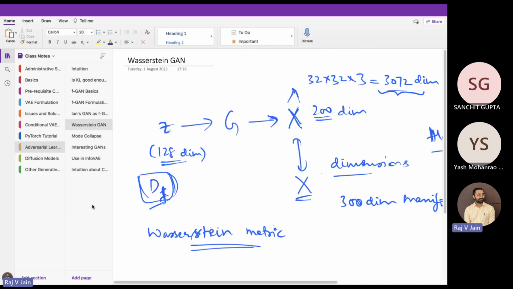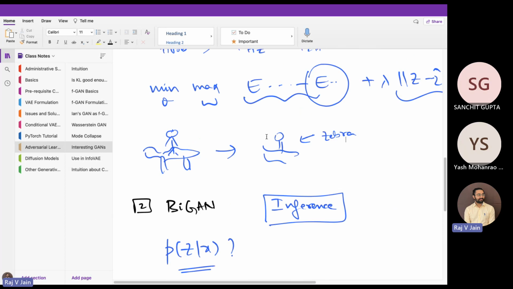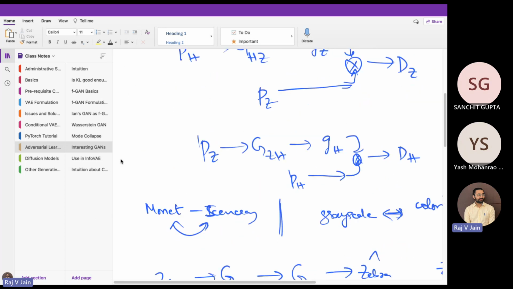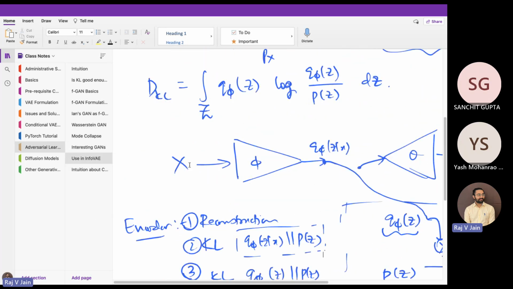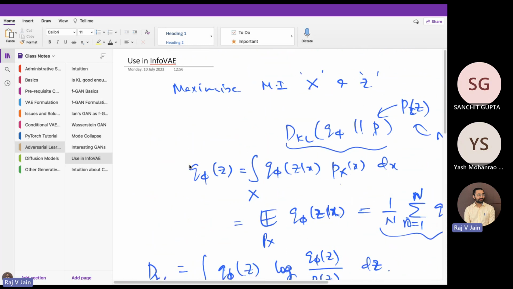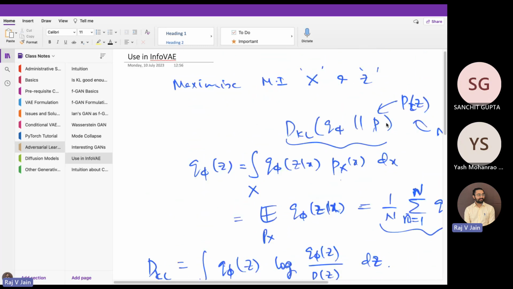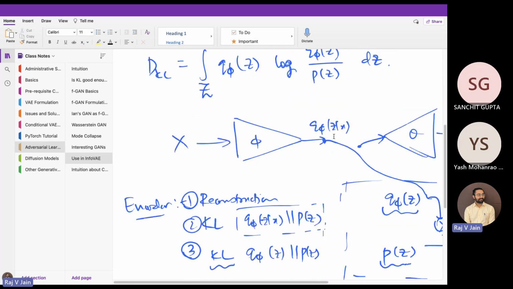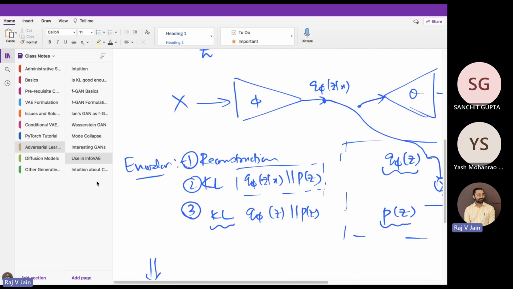I also spoke about Wasserstein GAN a bit, but we'll come back to it if time remains. I'm still figuring out how to motivate the example and come to it. And we spoke about things like mode collapse and some interesting GANs, for example CycleGAN and BiGAN. And we spoke about how this relates to the InfoVAE concept, where the authors mentioned that we can just optimize the last term of this objective function using adversarial learning, and we saw the whole network example here.